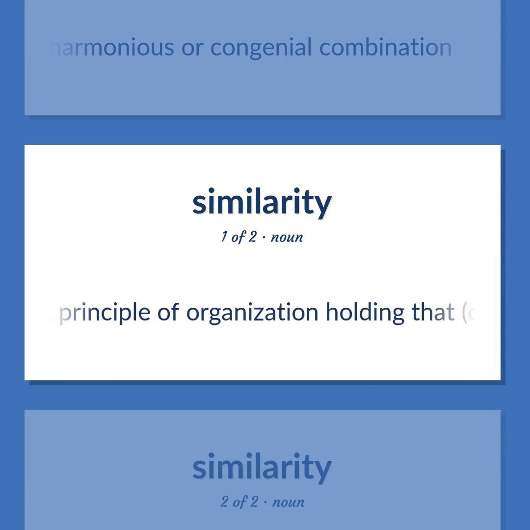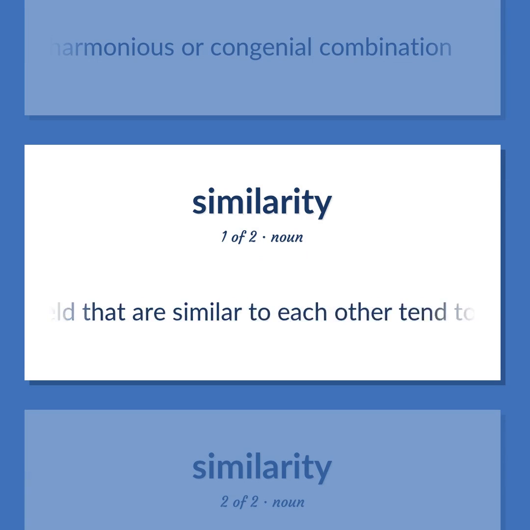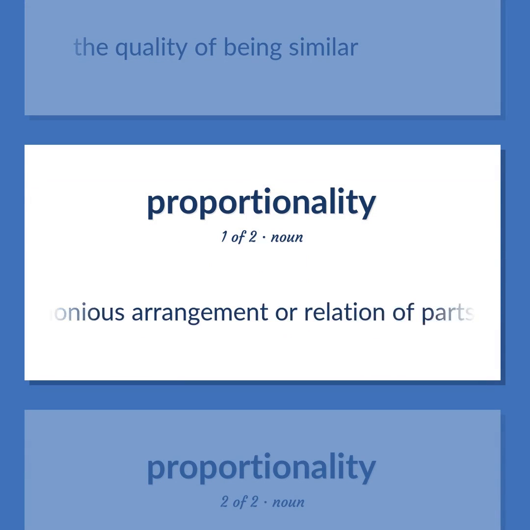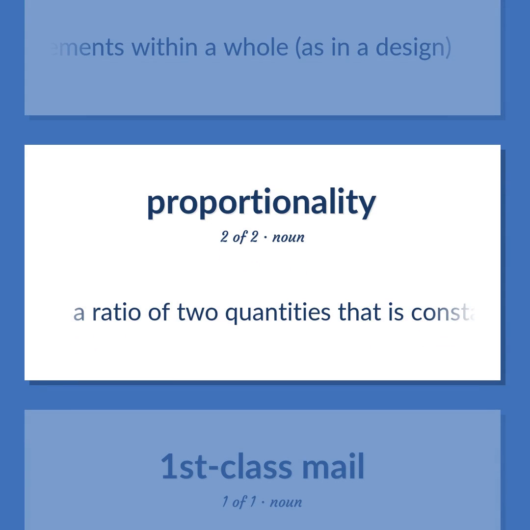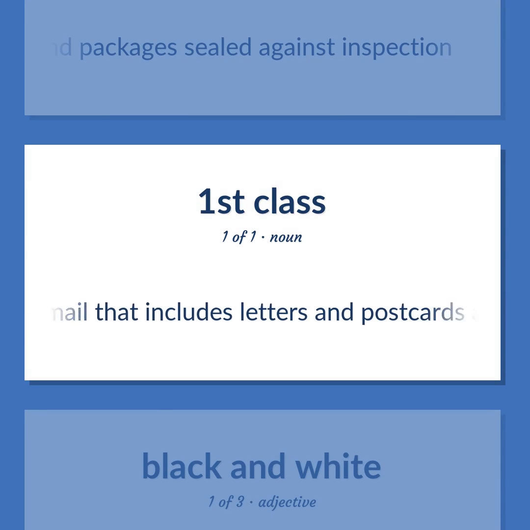A Gestalt principle of organization holding that, other things being equal, parts of a stimulus field that are similar to each other tend to be perceived as belonging together as a unit. The quality of being similar. Harmonious arrangement or relation of parts or elements within a whole, as in a design. A ratio of two quantities that is constant. Mail that includes letters and postcards and packages sealed against inspection.